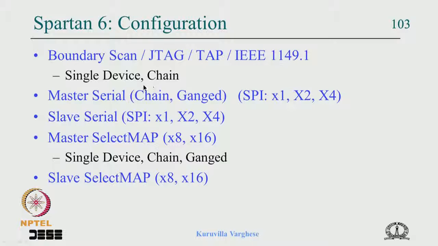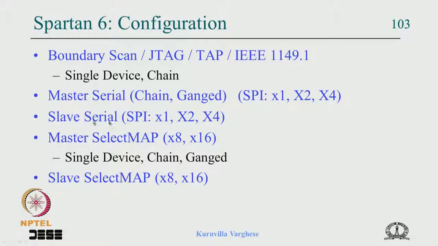You can program multiple devices. In the master serial you can have a chain of devices, along with the slave. Sometimes what is required is that the same configuration has to be applied to all the FPGAs, that means all the FPGAs are of the same type and configured by the same bit stream, so they can be connected in parallel. And in the serial mode, if you use the SPI flash, the data bit can be 1 bit, 2 bit or 4 bit, there are appropriate pins.